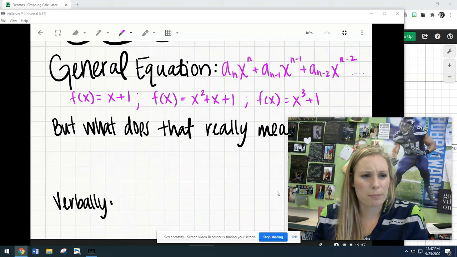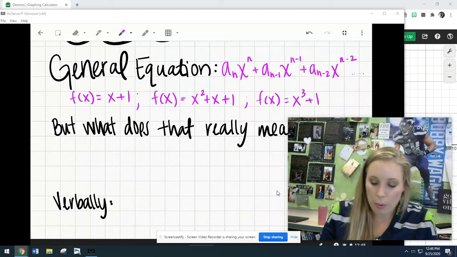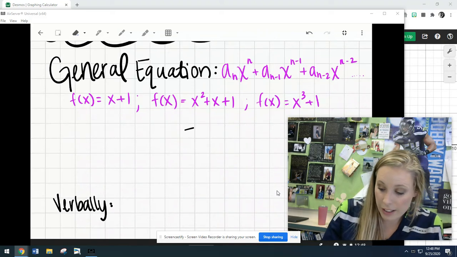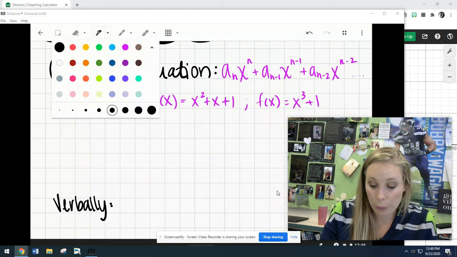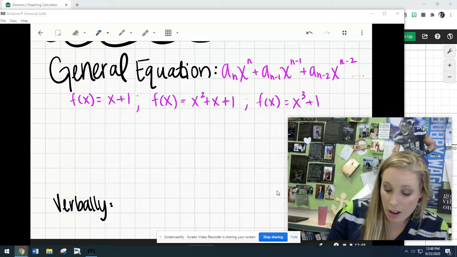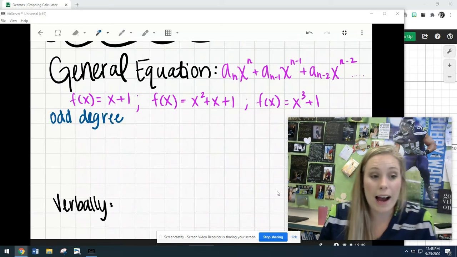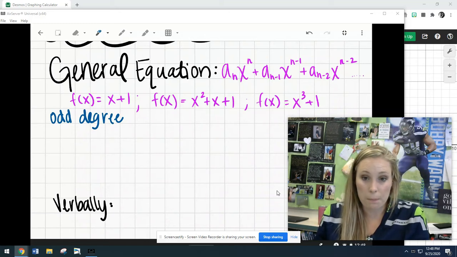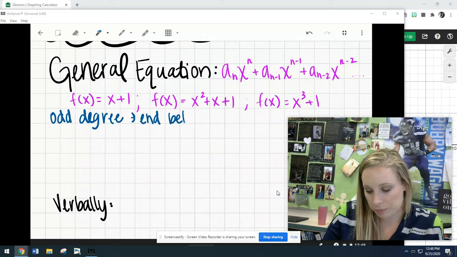Now, here's the tricky thing. A polynomial doesn't have one set shape. A polynomial will take the shape of whatever the highest degree is. And so it's important that you know a little something about your degrees. If you have an odd degree, meaning the highest degree is odd, the ends of your graph are going to end in opposite directions. So we're going to say the end behavior is opposite.